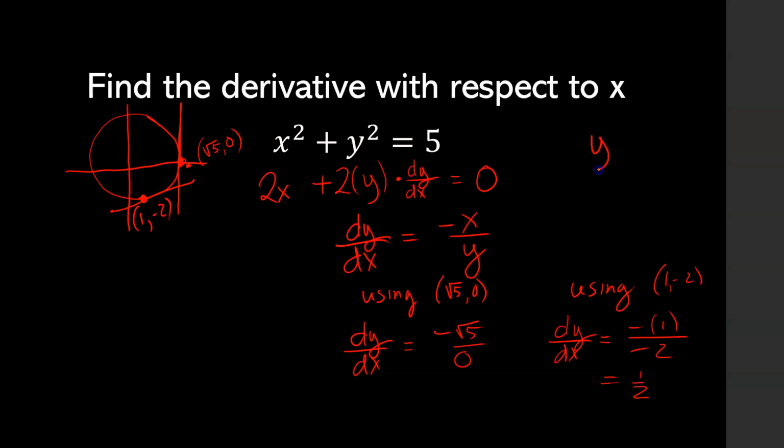If we had solved for y, we would have had y as plus or minus the square root of 5 minus x squared, which means doing the derivative, well, this is really two functions, the top half of the circle and the bottom half of the circle, and then we'd need two derivatives, and we'd have to choose the right one.